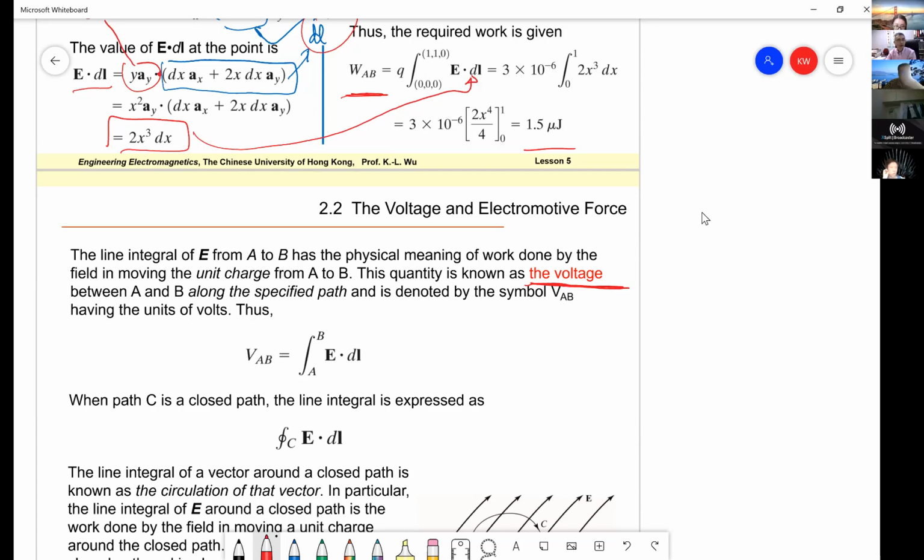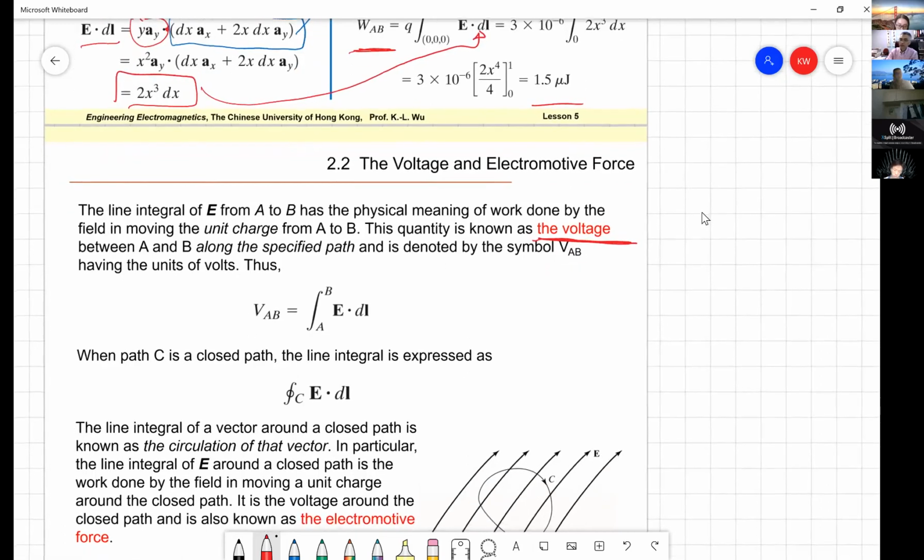You must understand the field, right? That is the work you have done moving a unit charge from one point to another point. In an electrical field, this electrical field can be time variant or time invariant, that means it can change with time or not change with time. Two different fields result in different properties.